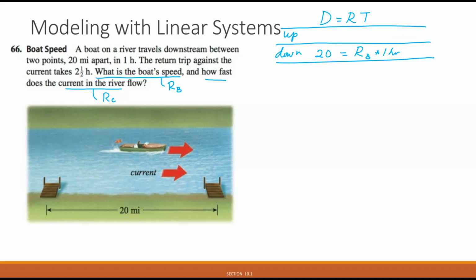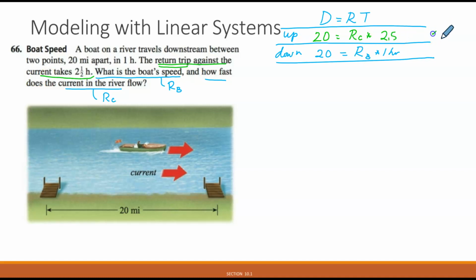Okay, the return trip against the current. Now the return trip, kind of our diagram here, we're going to go downstream, we're going to go upstream. Notice that this is going to be the same distance of 20 miles. So we're going to put that same distance of 20 miles. Now for the river, we're going to do RC for the rate of the current. How long did this take? We have the return trip takes 2.5 hours. So we'll put in a 2.5 here.